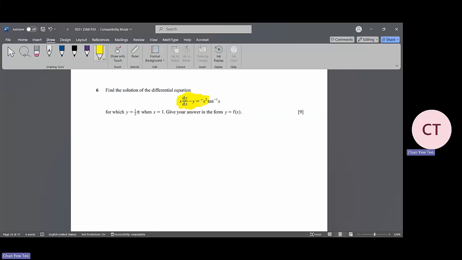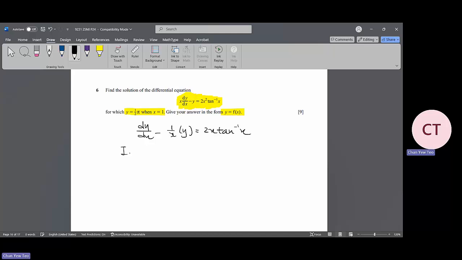All the differential equations over here are given as the following, and they give you that when x equals 1, y equals half pi. They want you to find the answer of y in terms of functions of x. So what we need to do is divide everything by x, because we know that this one can be solved by using the integrating factor.